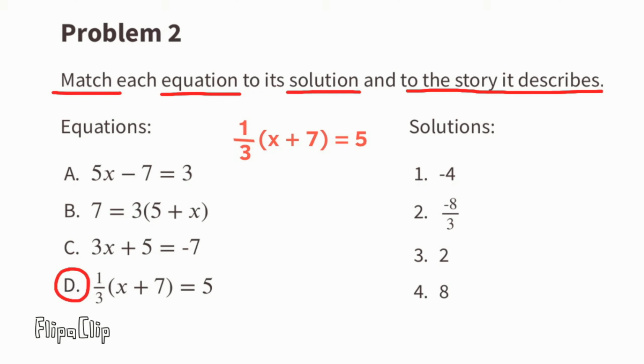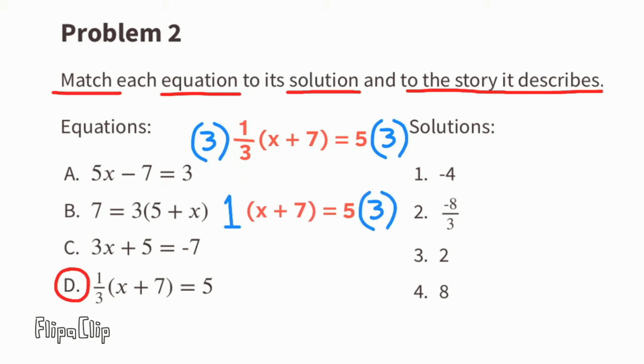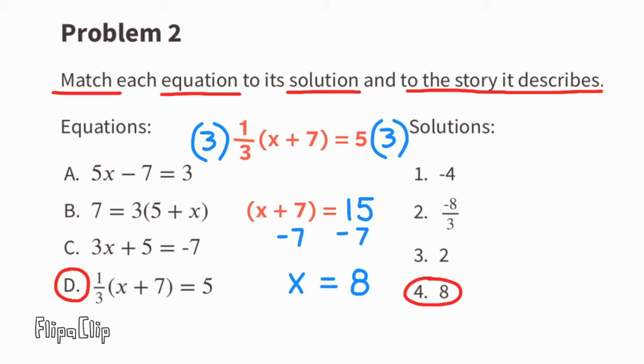That means I have to multiply both sides by 3. 1/3 times 3 and 5 times 3. That leaves me on the left-hand side with 1 times x plus 7, which is the same as x plus 7. And on the right-hand side, 5 times 3, which is 15. So now the equation reads x plus 7 equals 15. And finally, we subtract 7 from both sides, and we have x equals 8. The solution for equation D is the fourth solution, 8.